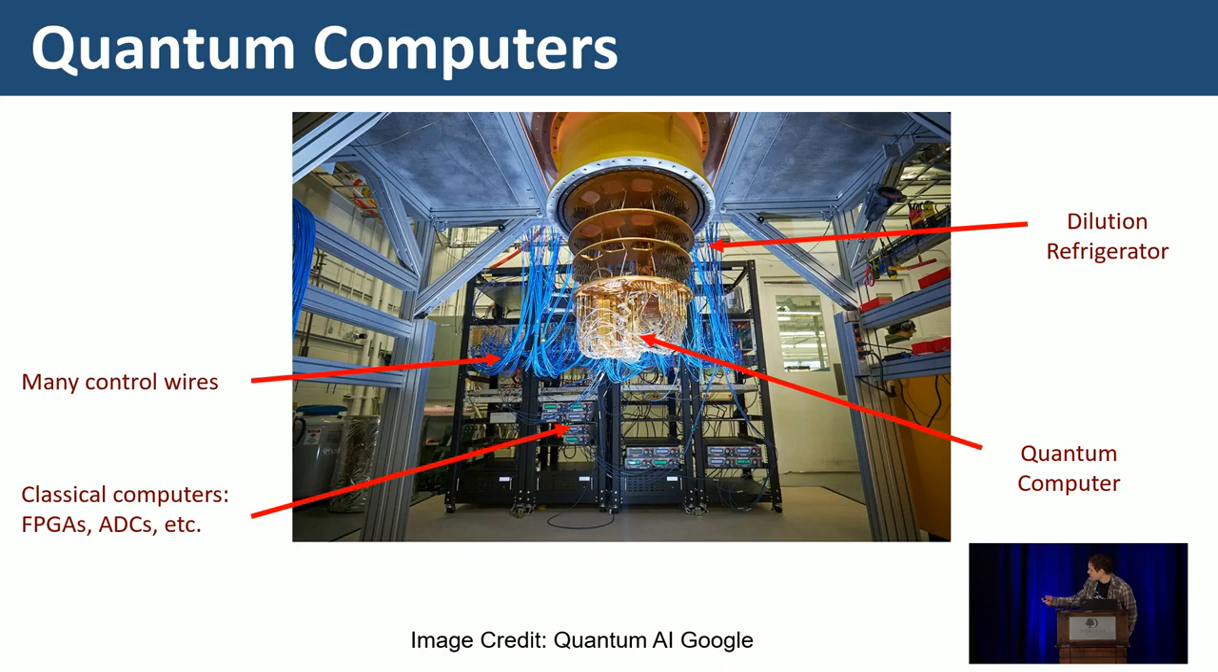And there are some other descriptions here. This is Google's quantum computer, with a dilution refrigerator that cools the quantum computer to about 2 millikelvin, really close to zero. The quantum computer sits at the bottom of this, and a bunch of classical wires go down the dilution refrigerator to control it. You can also see in the background a lot of classical computing devices that send pulses and control the quantum computer itself.